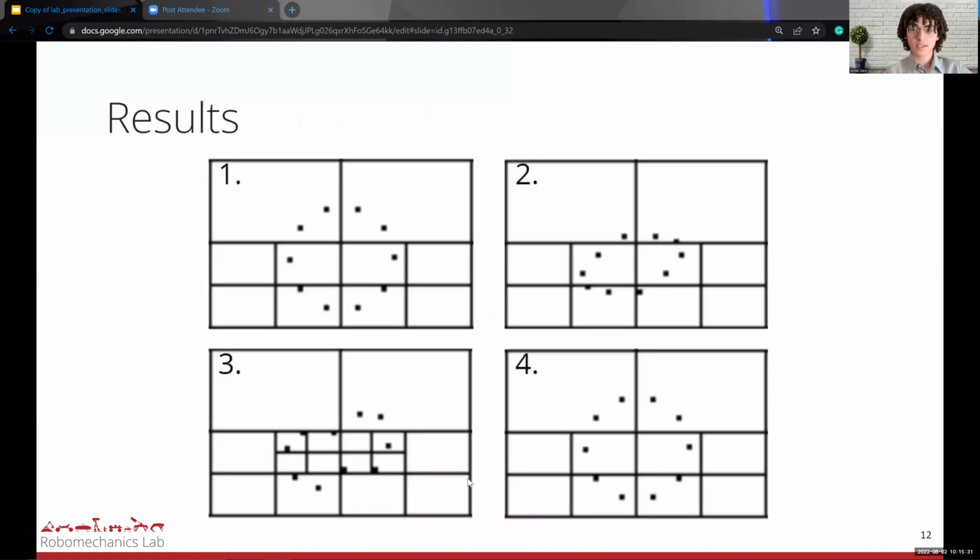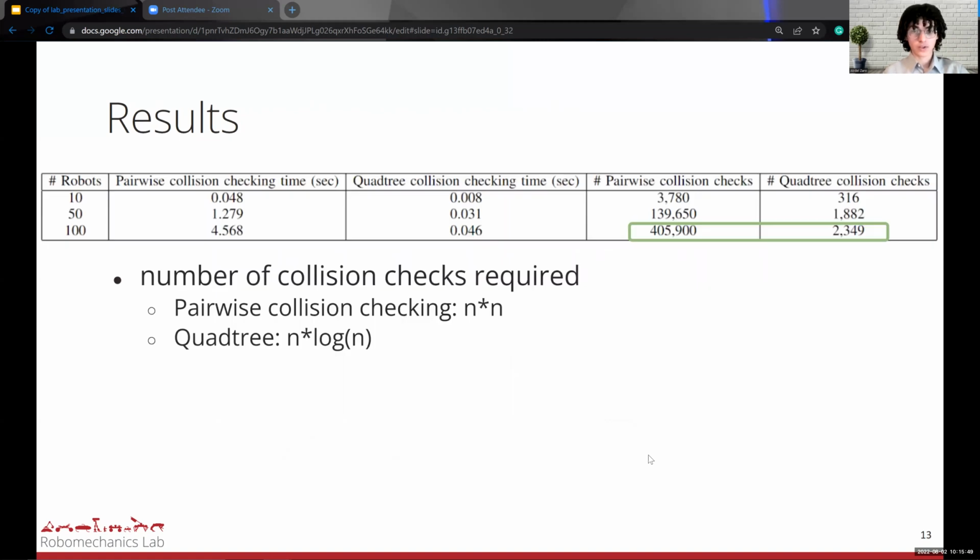The way we tested this is I created a Python simulation with robots placed in a circle that would swap positions. As you can see in this picture, you have robots in a circle, and they swap positions with the robot in front of them, and then return to the original configuration. So here are the results.